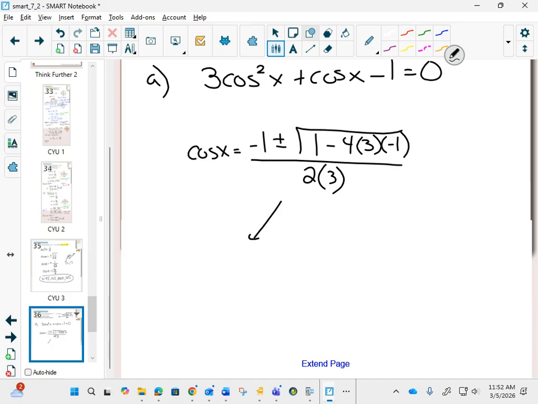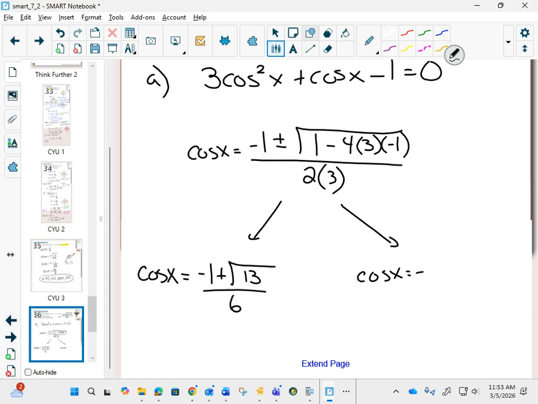Again, with the quadratic formula, I always split it up into the two separate ones. So with the positive, simplify inside there, that's going to be 1 plus 12 is 13, so -1 plus the square root of 13 over 6. And with the negative, -1 minus the square root of 13 all over 6.